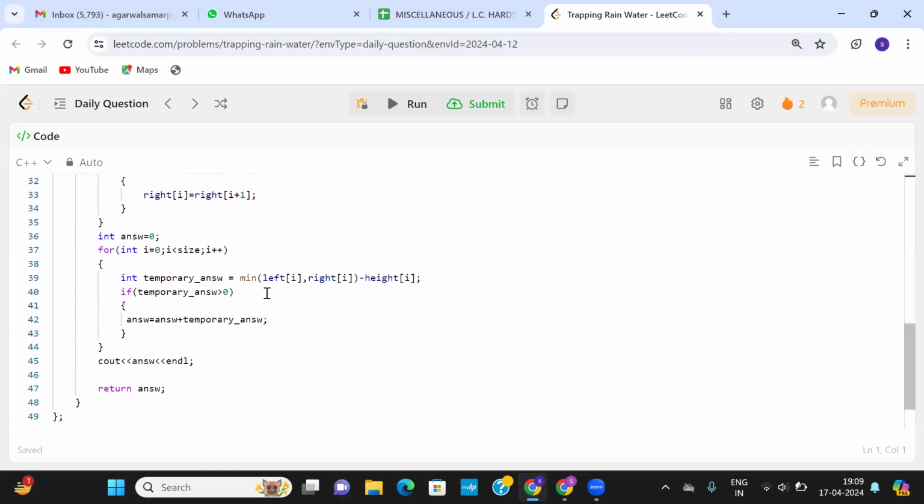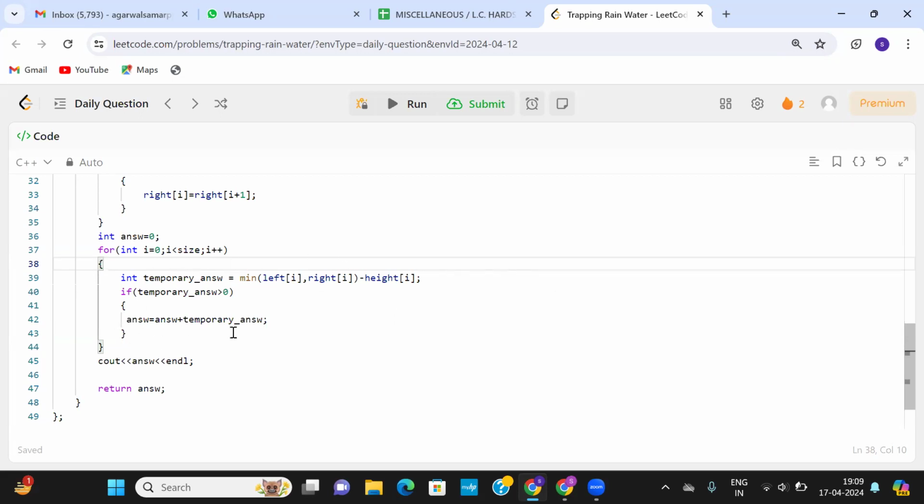For int i equals 0, i less than size, i plus plus, int temporary answer. Now this is the main thing which we are doing in this line number 39. In temporary answer, min of left i comma right i. This left i is the maximum height towards its left, right i is the maximum height towards its right. We are taking the minimum of these two, and from this minimum, we are subtracting the height which we are currently looking at. This temporary answer will give the amount of rainwater that particular bar is able to store.